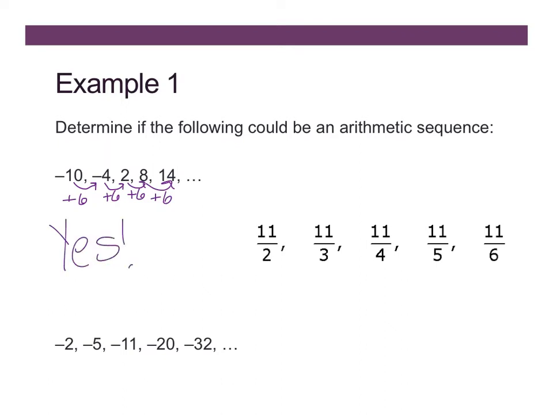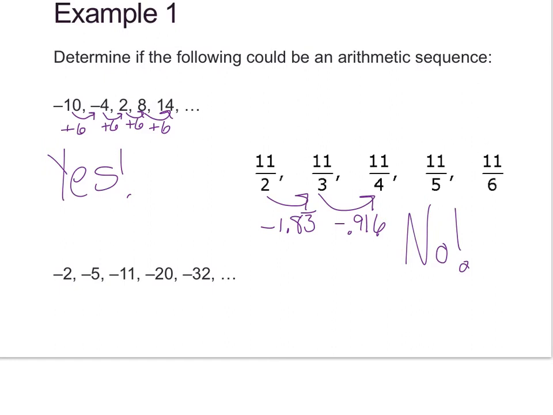Next one, 11 halves, 11 thirds, 11 fourths, 11 fifths, and 11 sixths. Well, to get from 11 halves to 11 thirds, you are subtracting 1.83 repeating. To get from 11 thirds to 11 fourths, you're subtracting 0.916. Right off the bat, I know, no, not a common difference, so cannot be arithmetic. The last one, to get from 2 to -5, you subtract 3. -5 to -11, you subtract 6, so we can say no, not arithmetic.